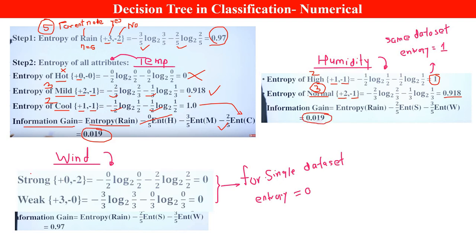Similarly, for wind, strong is coming 2 times and weak is coming 3 times. For strong, 0 yes and 2 times no. Now since one count is 0, the entropy for this data set is 0. If both are same, then entropy is 1. For weak also, only yes is there, no is 0, so entropy is 0 here. Now the information gain is 0.97 minus weighted average of strong, 2 by 5 multiplied by 0, minus weighted average for weak, 3 by 5 multiplied by 0. So it comes out to be 0.97.